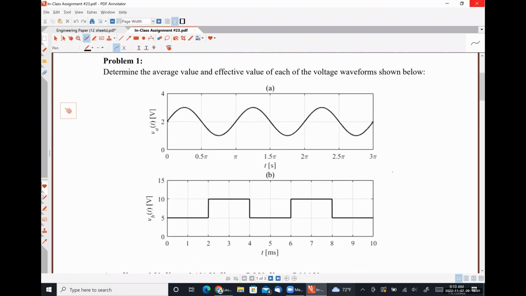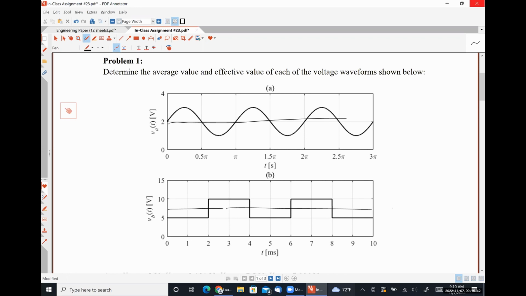For problem 1, I would argue that you can determine the average value of the waveforms literally by looking at them. It's the DC component. So for this guy, the average value is 2. And for this guy, the average value is 7.5 purely by inspection. The effective value is arguably a little bit harder, particularly on this first one, because you have effectively a sinusoid superimposed on top of a DC thing. So you can break it up into two different things, right?